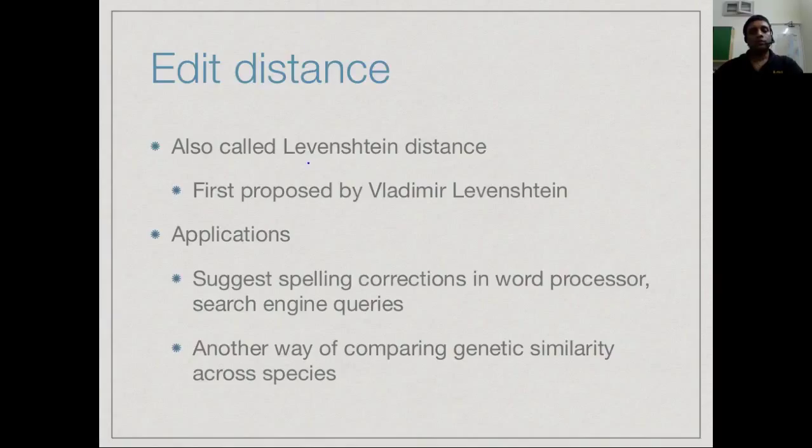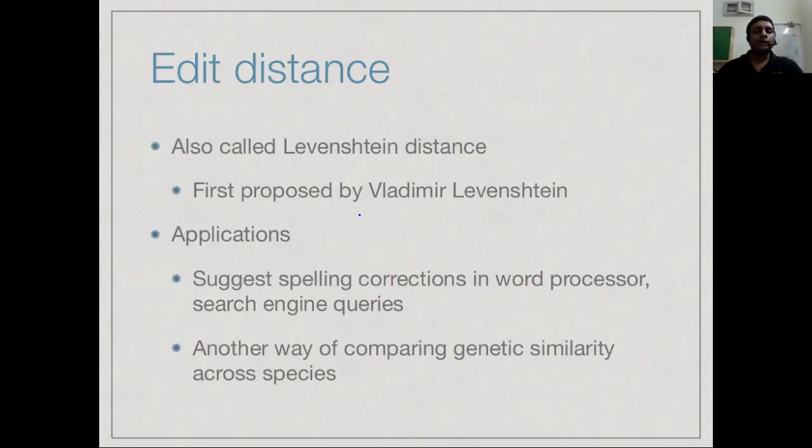This distance is also called the Levenshtein distance because it was first proposed by the then Soviet, now Russian scientist Vladimir Levenshtein. And this, like the longest common subsequence problem, is extremely useful in practice. The first use is to suggest spelling corrections. If somebody types something that is wrong, a spelling corrector will have to suggest a correct word from the dictionary to replace it. So which word should the spelling corrector choose?